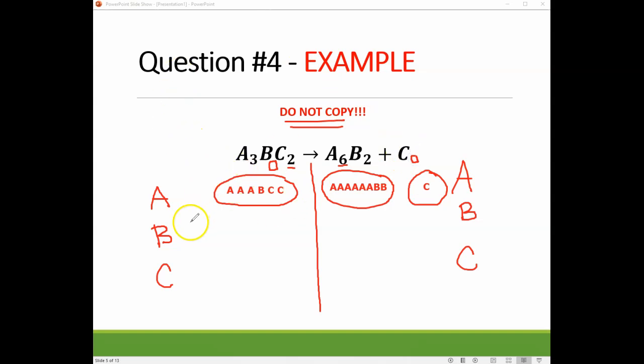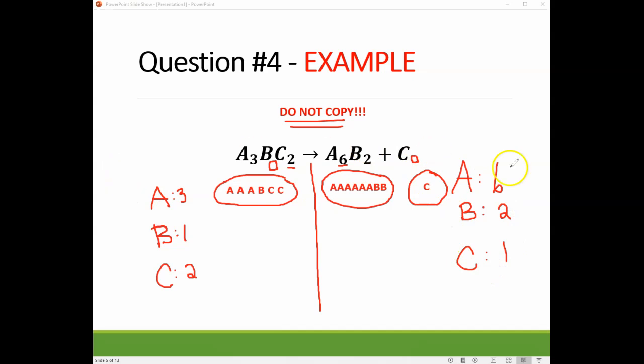All right, so I'm going to go ahead and count up what I have on each side. So on the left-hand side, you can see I have 3 atoms of A, 1 atom of B, and 2 atoms of C. Over here on the right, I have 1, 2, 3, 4, 5, 6 atoms of A, 2 atoms of B, and 1 atom of C.